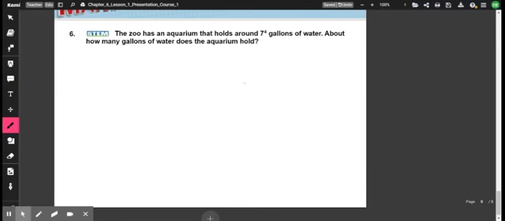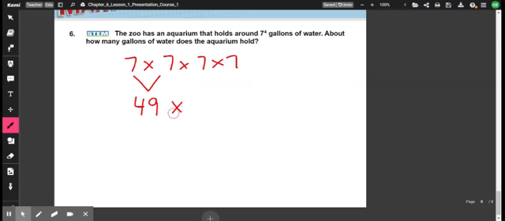Okay. Last one, which is on page 436. The zoo has an aquarium that holds around 7 to the 4th power gallons of water. About how many gallons of water does the aquarium hold? So what we're going to do is write out 7 times 7 times 7 times 7, okay? The reason why we're doing this is just because I think it'll be a little easier to figure out the multiplication. So 7 times 7 is 49.